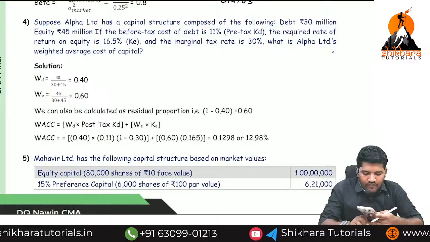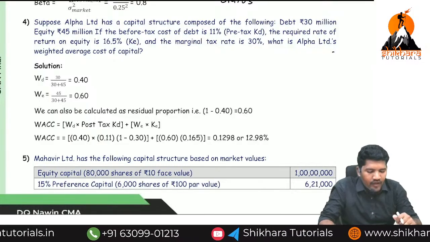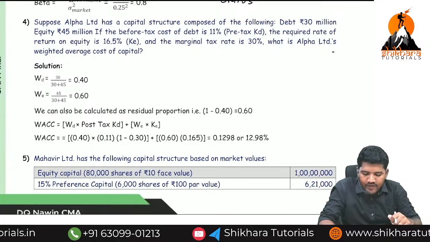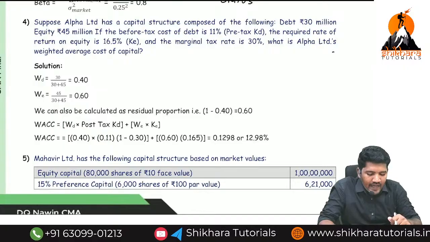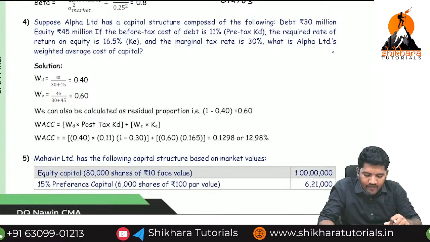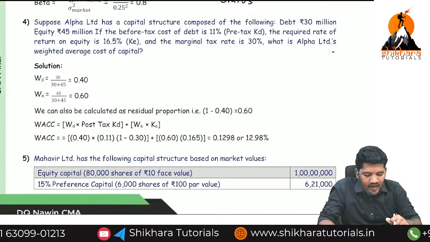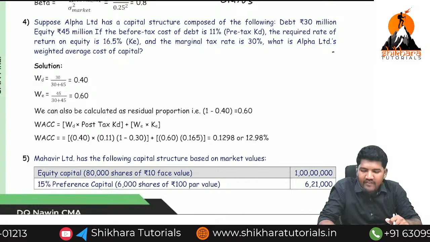Suppose Alpha Limited has a capital structure composed of the following: debt 30 million, equity 45 million. If the before-tax rate of return on equity is 16.5% and the marginal tax rate is 30%, what is Alpha Limited's weighted average cost of capital?